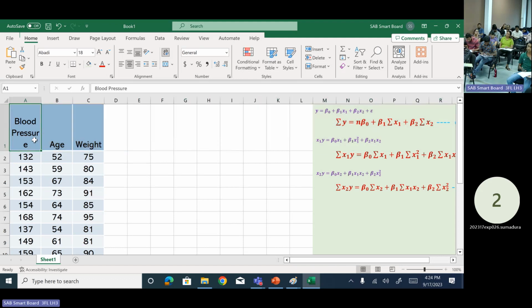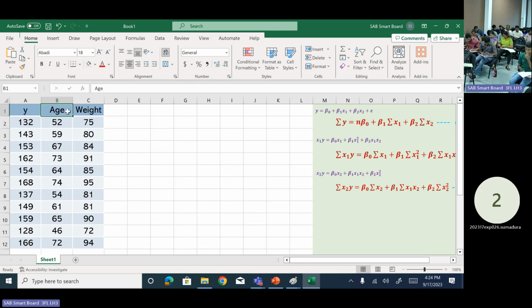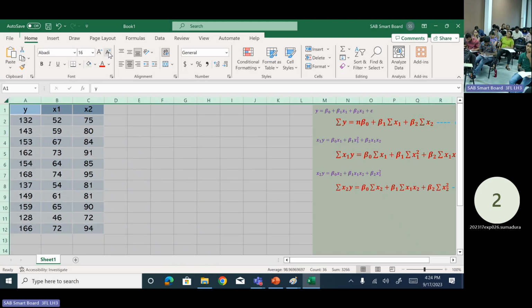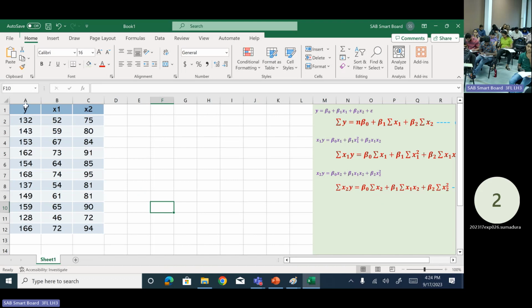So blood pressure we are going to take as Y. This is our Y. Age we'll take as X1, and weight we'll take as X2. If you like, you can change X1 and X2, no harm. Now what are the columns we have to develop?